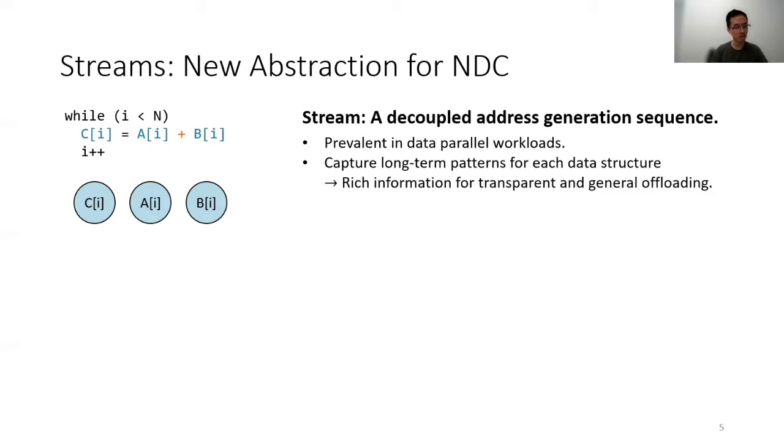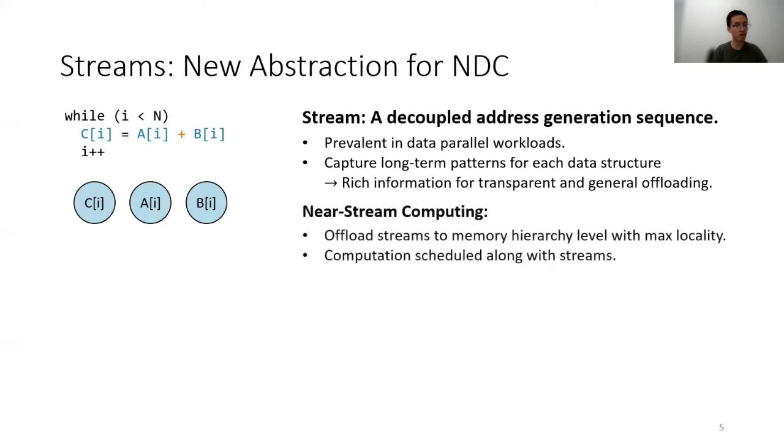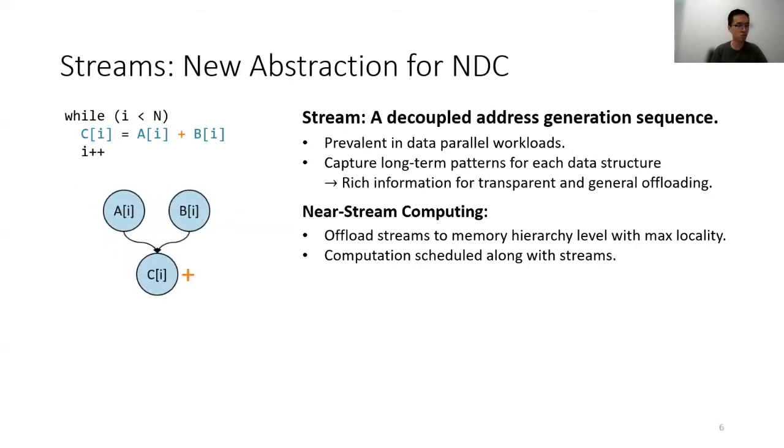With these insights, we propose near-stream computing, in which streams are offloaded to the level of the memory hierarchy that provides the best locality, and the computation is scheduled along with streams. For example, here the add operation is associated with the store stream C, with two load streams as the operands. The hardware will decide whether to execute the stream locally or at a remote bank, depending on the locality. Here, if stream C is offloaded, the computation will also be performed remotely.